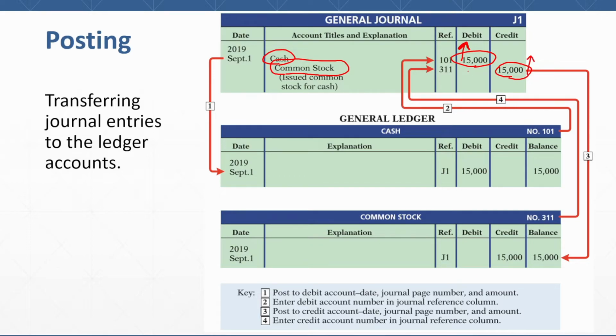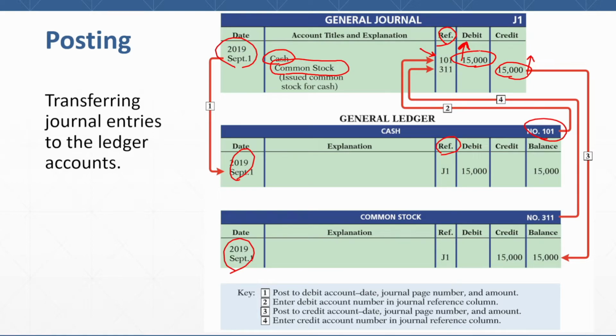Let's transfer this information to their related ledger accounts. Step 1, transfer dates. We put the date into the related ledger accounts. Step 2, remember those reference columns that I skipped previously? Here we are going to use them. Step 2, put the number of the cash ledger account in front of the cash account on your journal. Step 3, transfer the amounts.